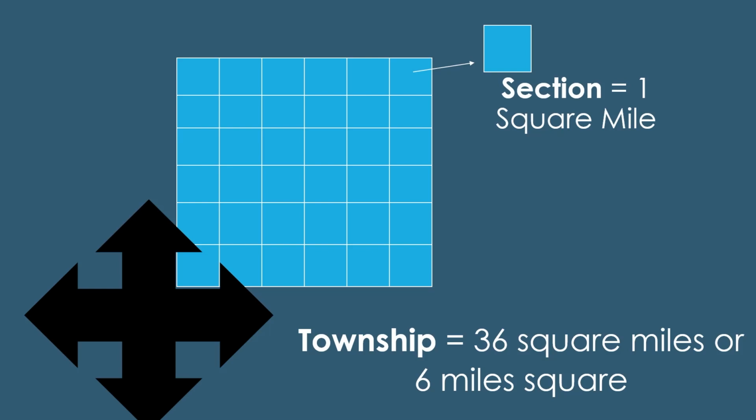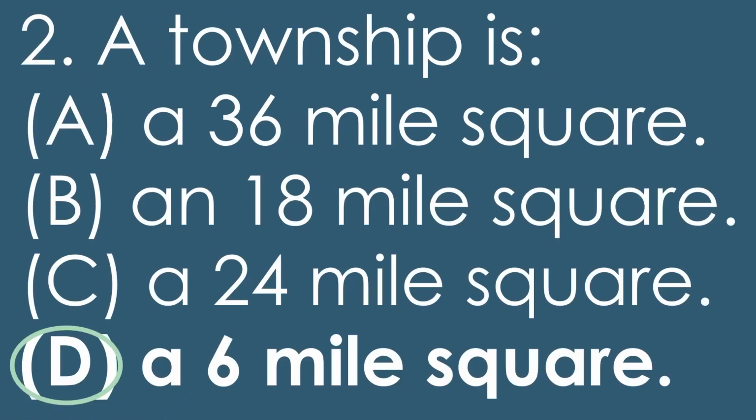And this all falls under the government survey method that we have of a land description method that we use. So a township is 36 square miles or 6 miles square. If we go back to this, that's why the best answer is 6 miles square. If it was 36 square miles, then that would be correct. But 36 miles square is not correct. A 6 mile square is the correct answer for a township. But if it was 36 square miles, then that would also be correct.